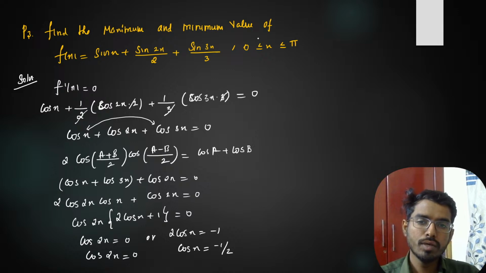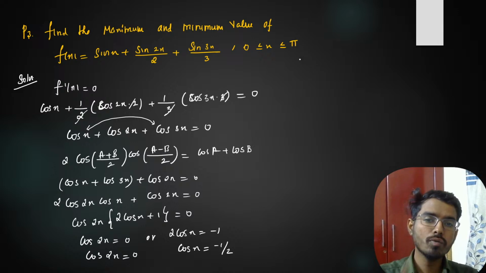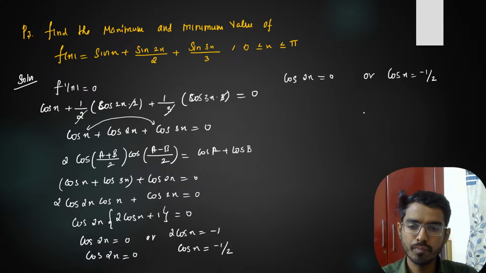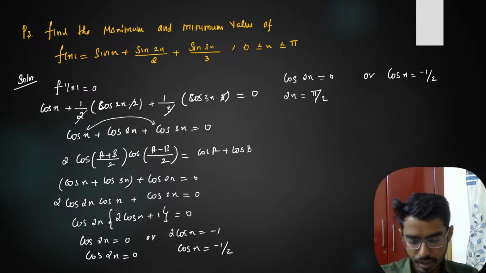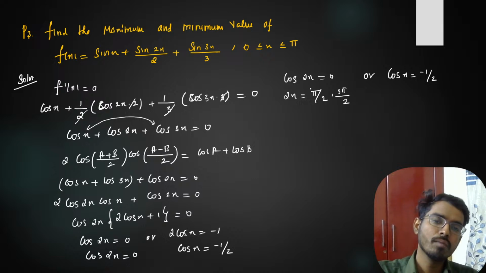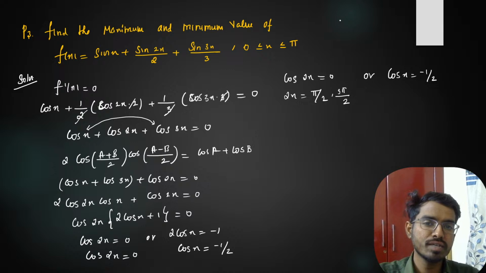See, you have to find only in this interval, 0 to pi. So in 0 to pi, cos x is 0 when x is pi by 2. Cos 2x is equal to 0 or cos x is equal to minus 1 by 2. Cos 2x is 0 when 2x is equal to pi by 2, 3 pi by 2, because at pi by 2 as well as 3 pi by 2, cos x will be 0.